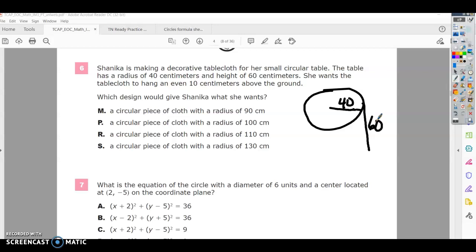She wants the tablecloth to hang an even 10 centimeters above the ground. So she doesn't want to go all the way to the ground, so it's going to be 10 above the ground. Which design would give her what she wants?